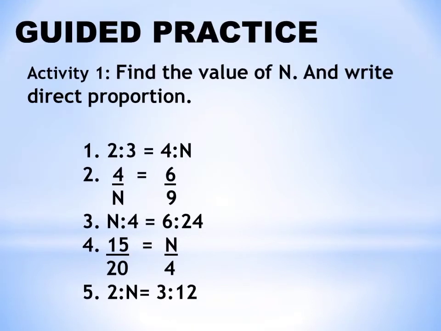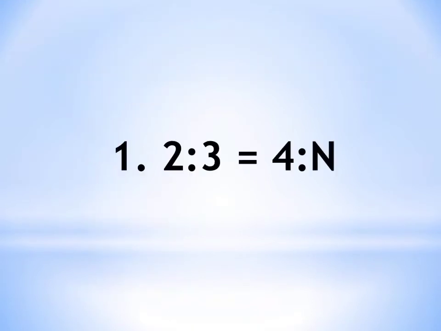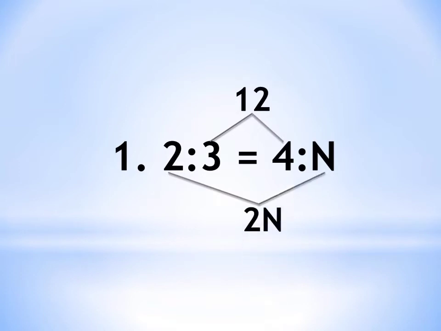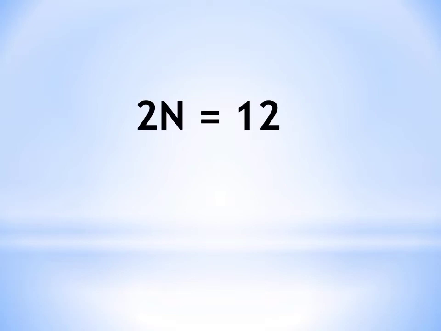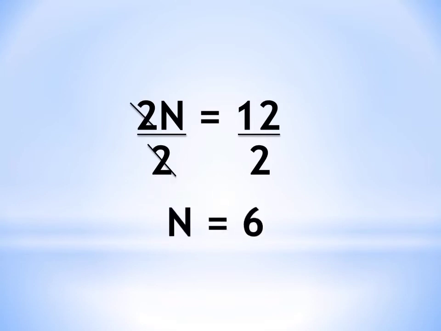Okay, let's solve the problem together. For number 1, get the product of the means. 3 times 4 is 12, and the product of the extremes, 2 times n, is 2n. Equate the two products. Divide both terms by 2. Then we'll come up with n equals 6.